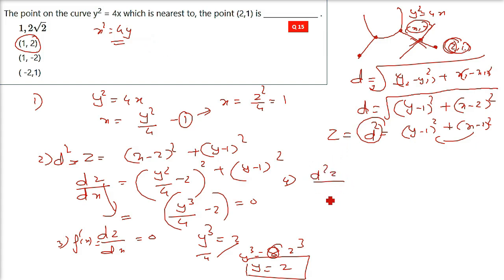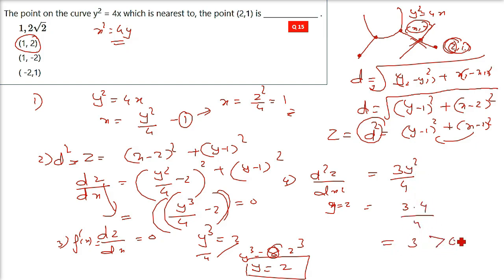Then you also have to show that the double differentiation gives you the nearest, meaning minimum. Minimum means positive value, so it has to give you a positive value. So we will differentiate y cube by 4 minus 2 again. You get 3y square by 4. Put this y value in; y is 2, of course. 3 into y square is 4, by 4, so you get 3. 3 is greater than 0, it is positive. So you are going to get the smallest or the nearest distance.